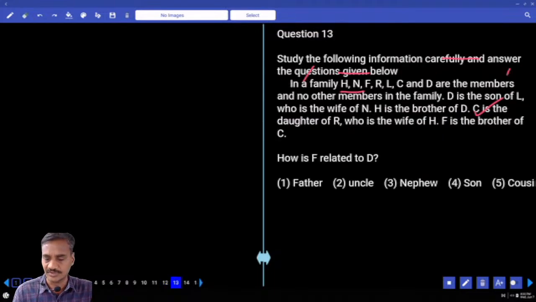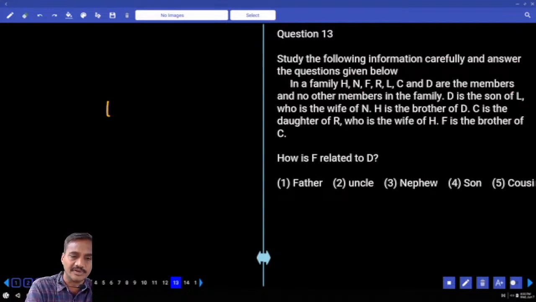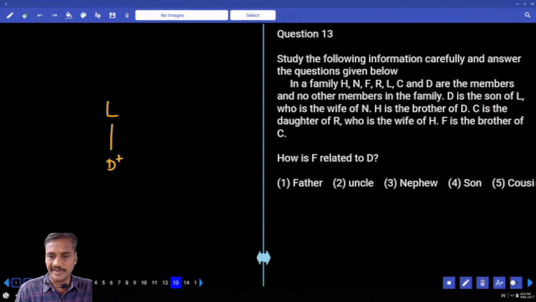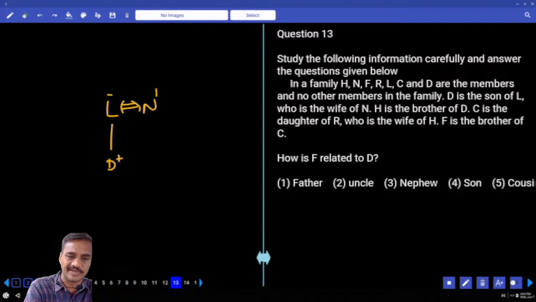The next one, 13th one. Now in a family, how many persons are there? 7. And D is the son of L. D is the son of L can be written like this. And L is the wife of N. L and N are married couple. And H is the brother of D.